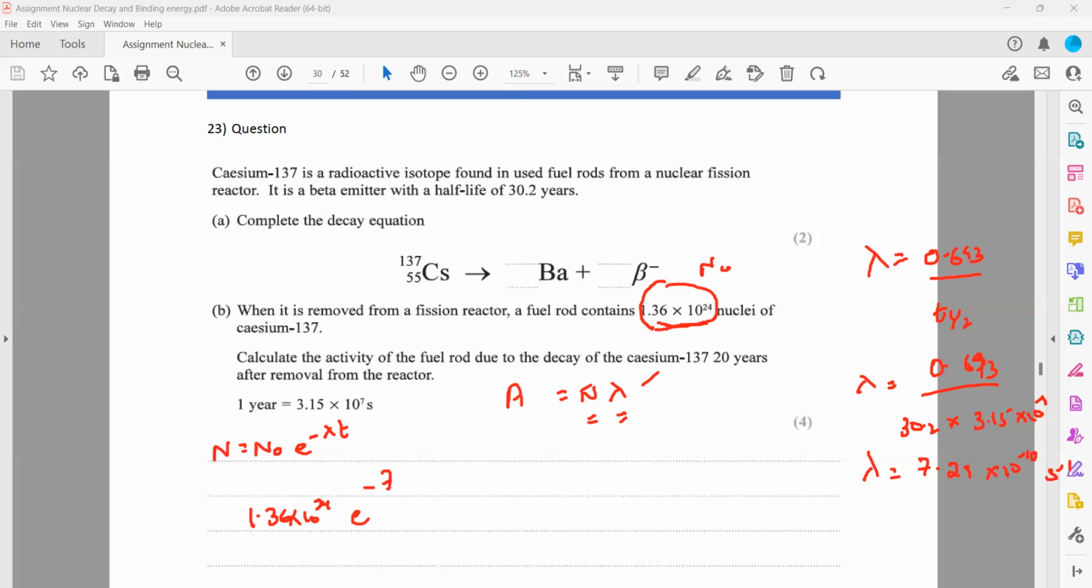So this one is 7.29 × 10^-10 times, because we need after 20 years how many atoms are there. So this will be 20, but time should be in seconds, so we have to multiply by 3.15 × 10^7. So we multiply, and this will give us how many atoms are left after 20 years.